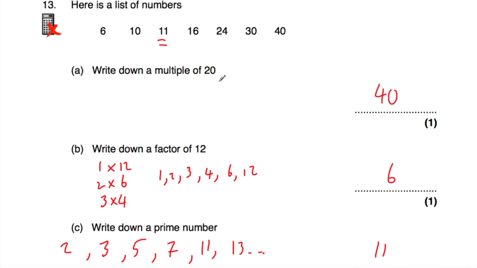So that's it. So we've done question 13. So part A, a multiple of 20 is 40. Part B, a factor of 12 would be 6. And part C, a prime number would be 11. And that's it. Okay, let's look at our next question, question number 14.